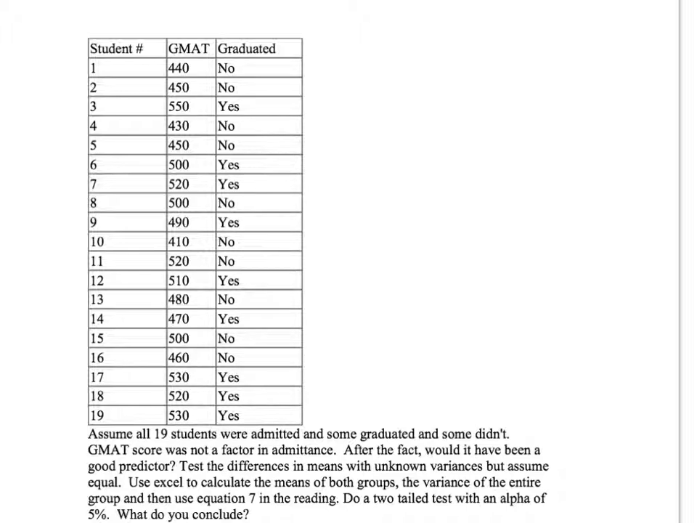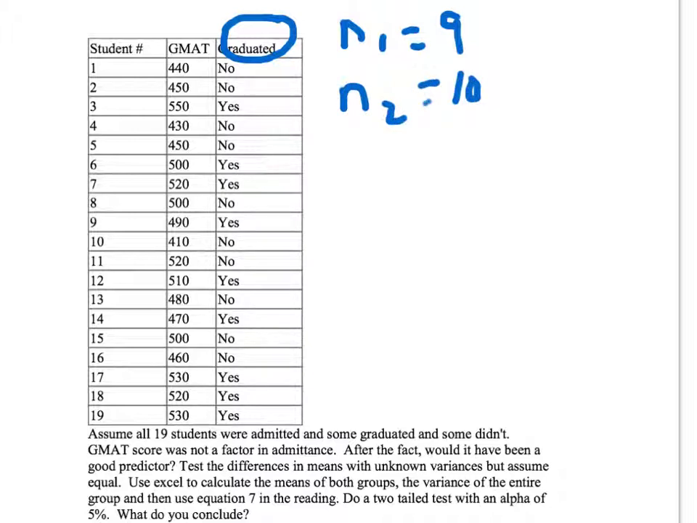What you want to do first is to sort these students by whether or not they graduated. That will give us two groups. The group that graduated, I think, has 9, so N1 would be 9. The group that didn't graduate had 10 students. So we have two groups there.